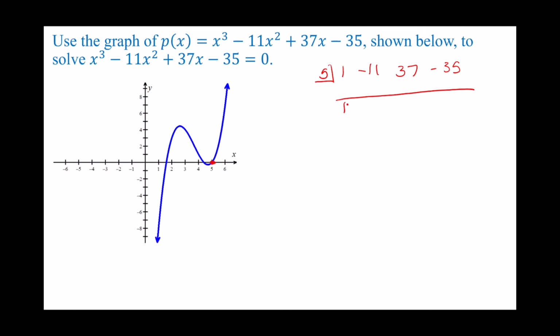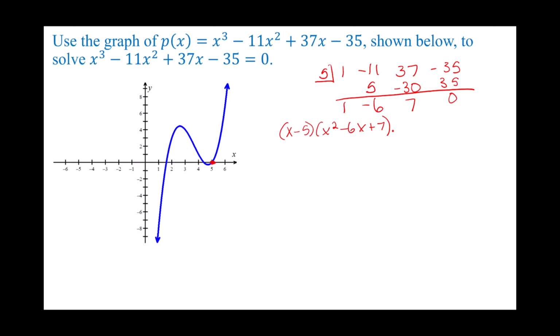So I bring down the 1. 5 times 1 is 5. Add, we get negative 6. 5 times negative 6 is negative 30. Add, we get 7. And 5 times 7 is 35. Add, we get 0. So if I were to factor this, I have an x minus 5. And I have an x squared minus 6x plus 7.